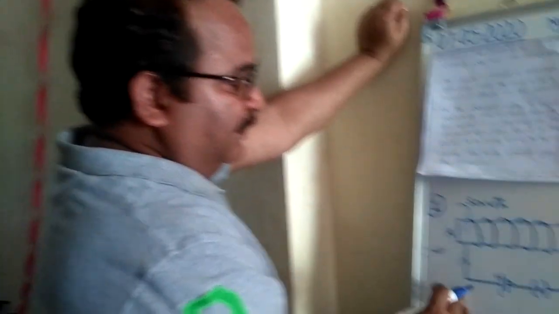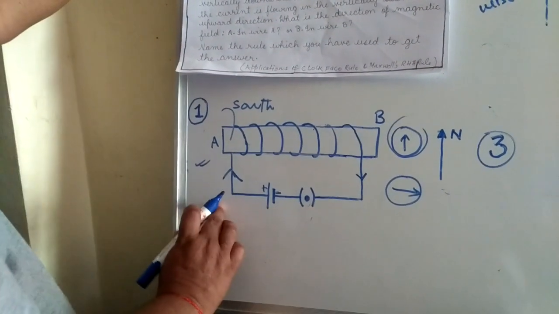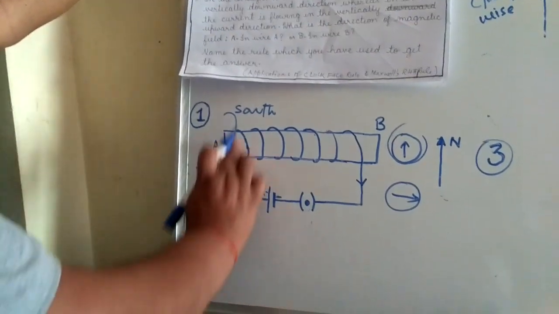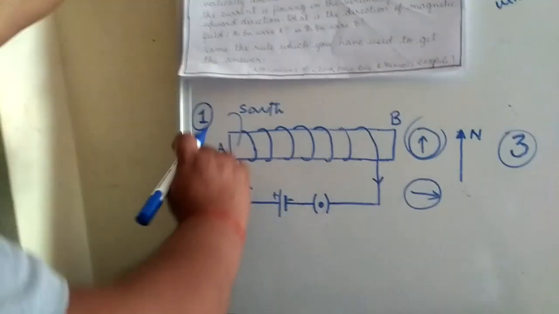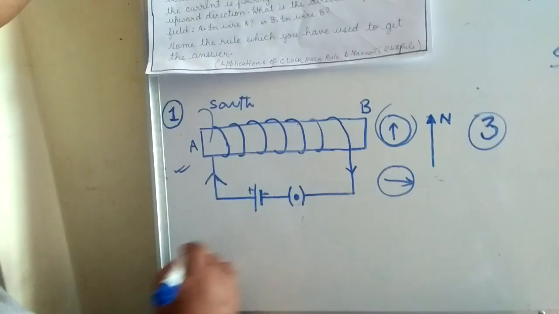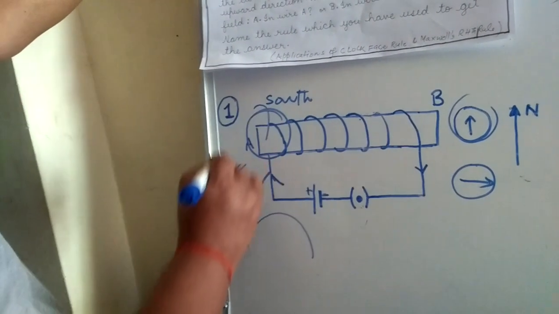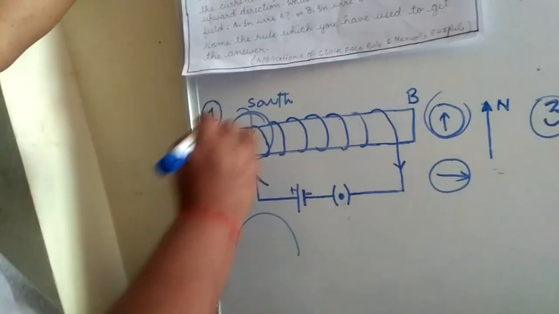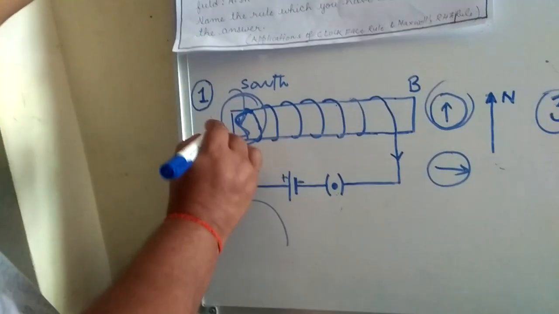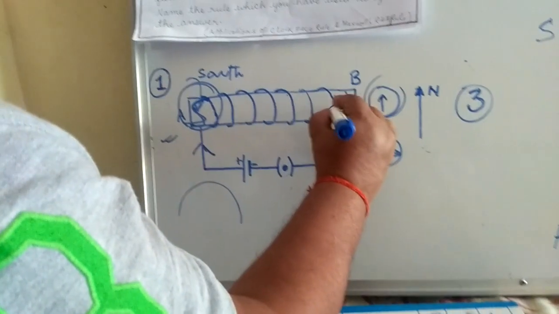So here you see that the current in the circuit flows in a clockwise direction. You see that there is a clock, and the clock is moving in this way, so this is a clockwise direction. So this end must be the south pole. Ultimately, the other end must be the north pole.